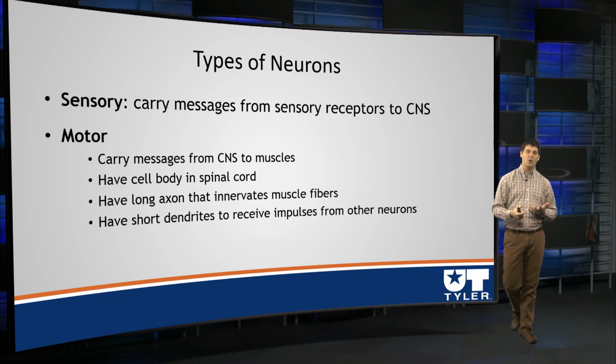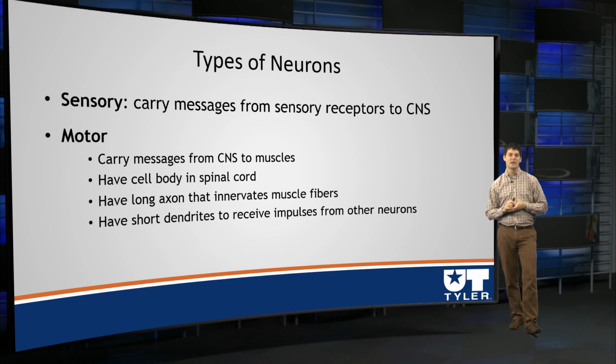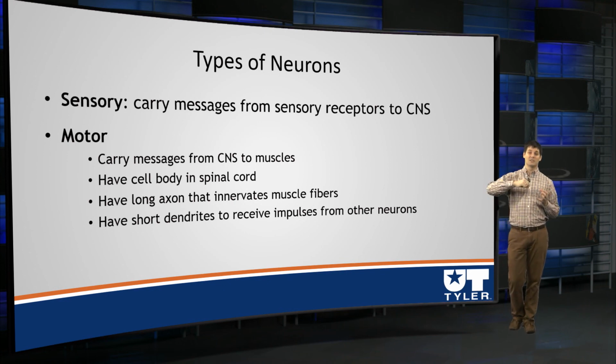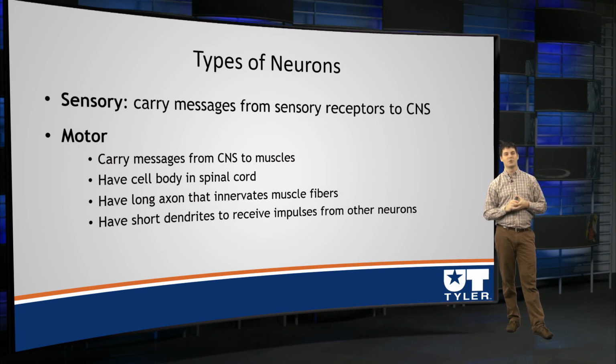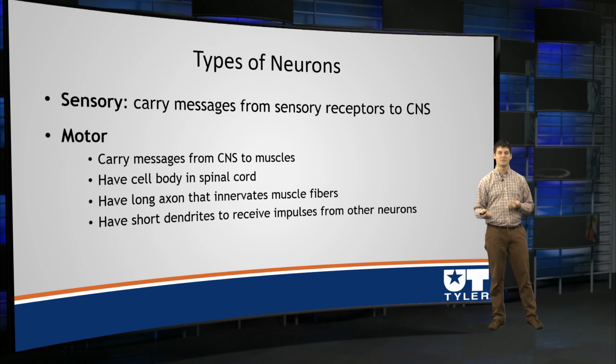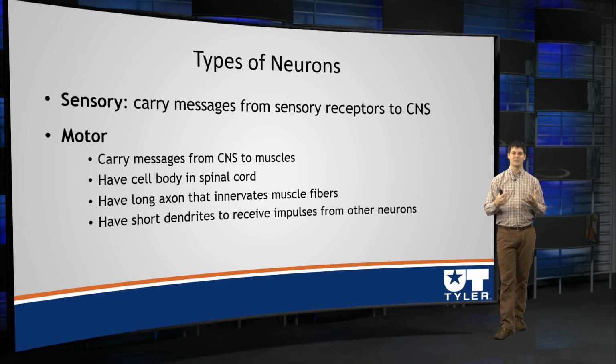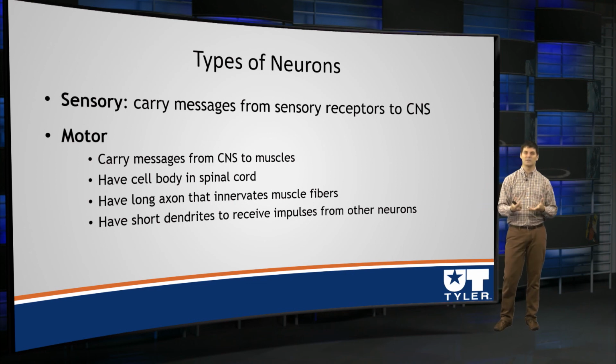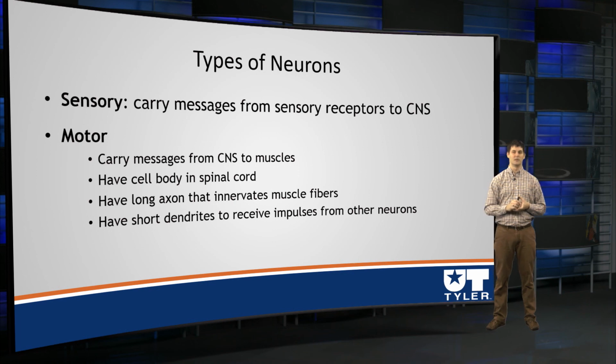The other is motor, or you can also call them efferent neurons. Efferent neurons are important in carrying motor control messages from the nervous system to their effector organs, specifically from the central nervous system to muscles. As we can imagine, these have a cell body in the spinal cord and a long axon that will go in and innervate the muscle fibers. They have short dendrites, of course, to receive impulses from other neurons. So again, our structure matches our function. In our neuromuscular unit, we can think about these long axons innervating muscle fibers, with short dendrites, not necessarily a ton of them because we don't need a lot of information like we do in the brain.